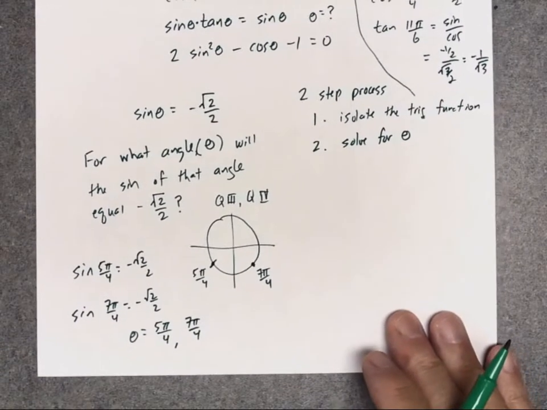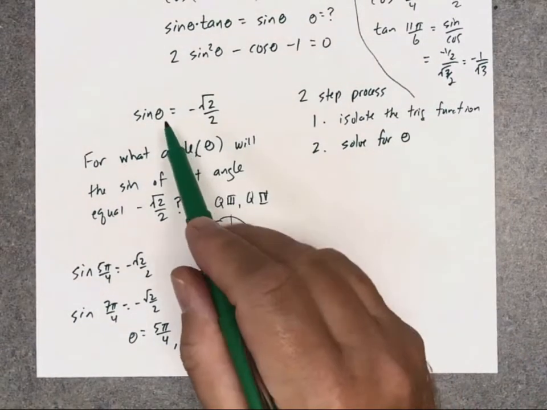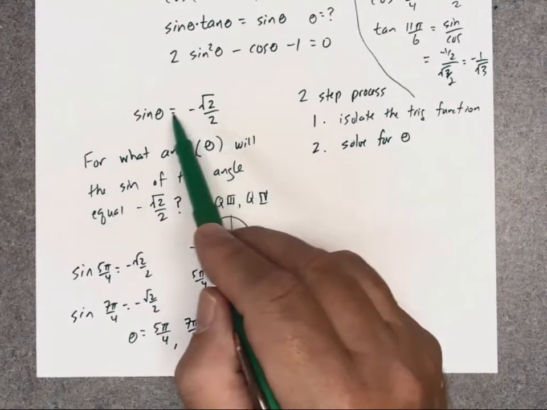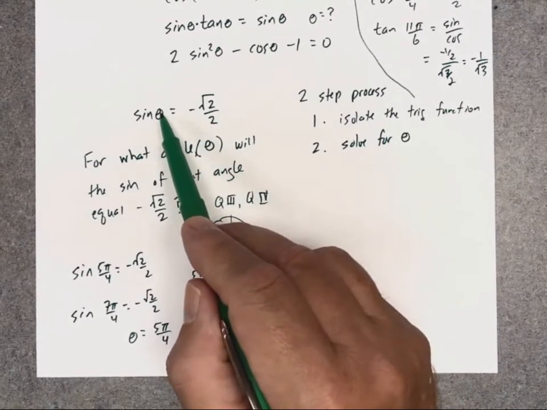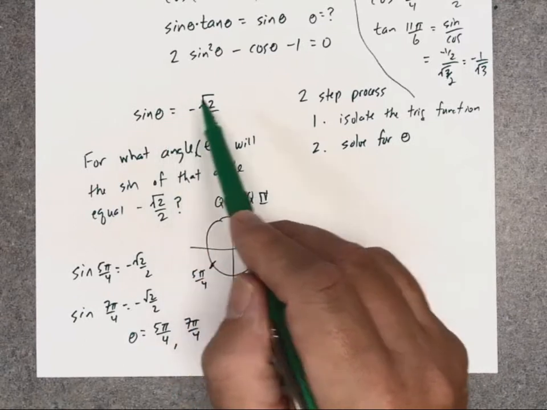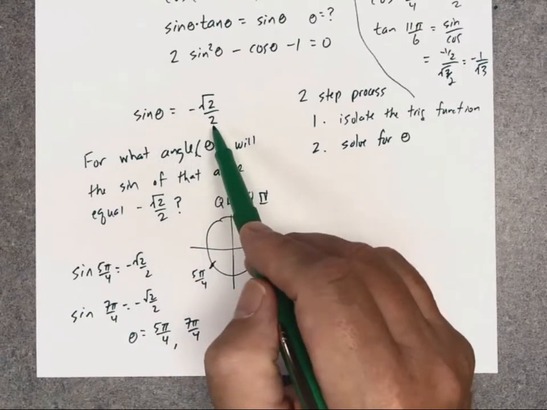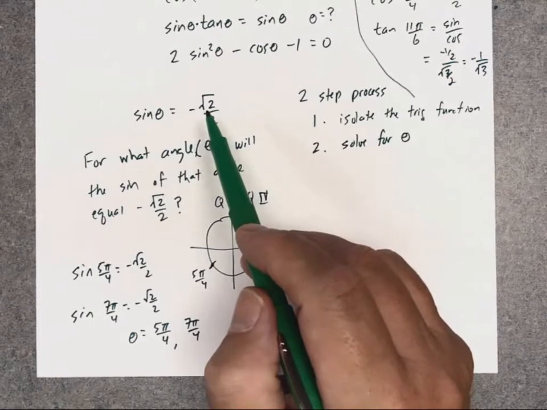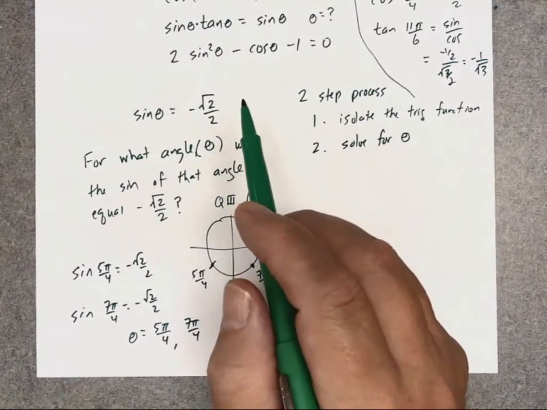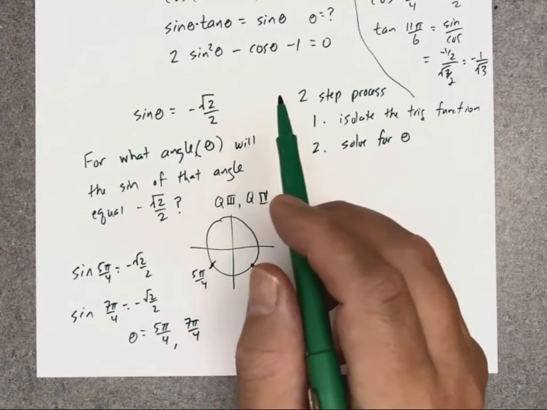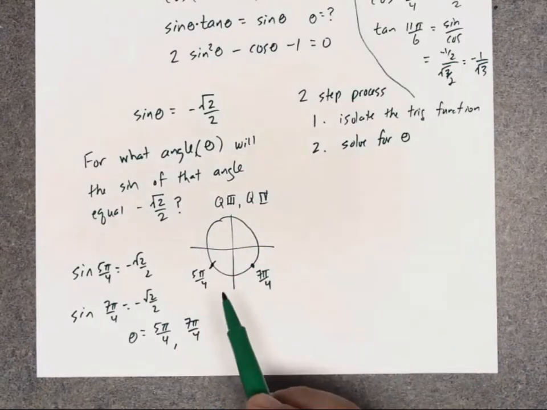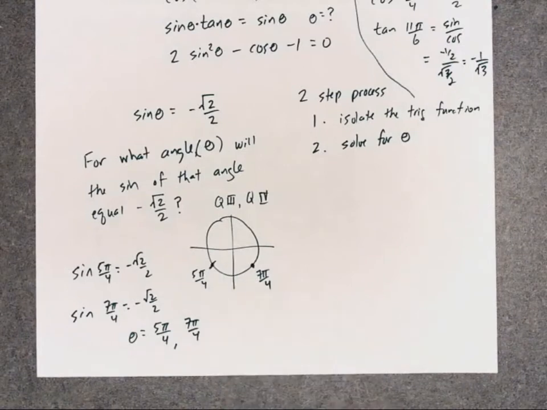All right, so hopefully you see that. So once again, to solve this trig equation, I'm going to go find an angle that when I take the sine of that angle, it equals negative square root of 2 over 2. So basically what I do is I go to my unit circle and I find all the points where the sine is negative square root of 2 over 2. And as it turns out, there are 2 points, right here and here. So hopefully that makes sense.